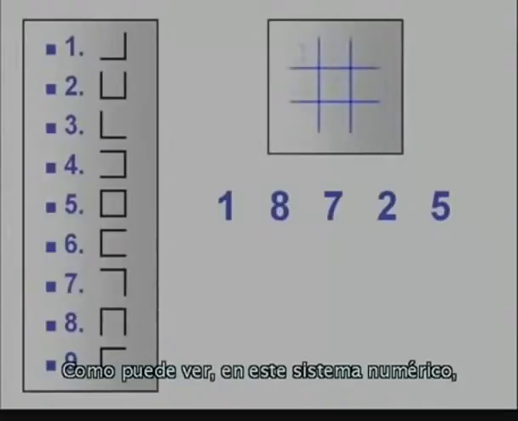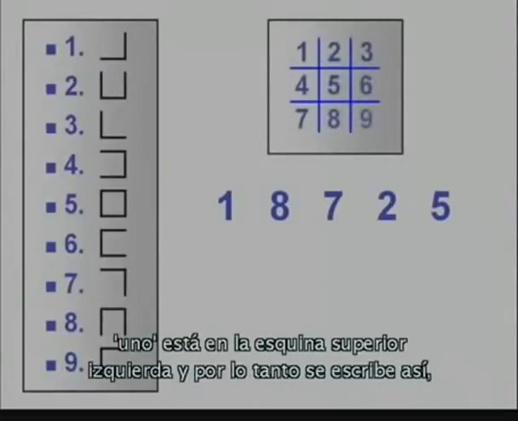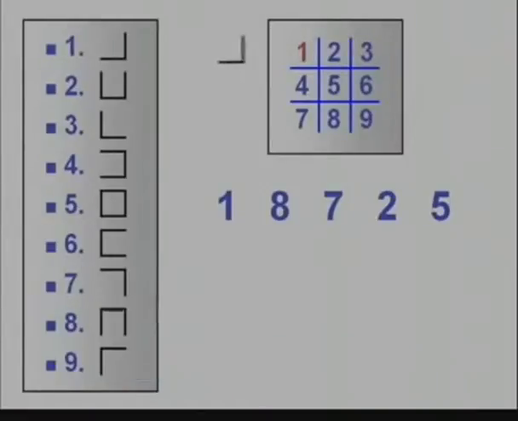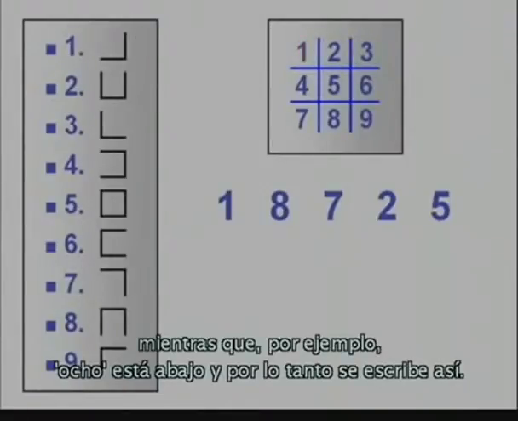As you can see in this number system, 1 is at the top left corner, and hence written like this, whereas, for example, 8 is at the bottom, and hence written like this.